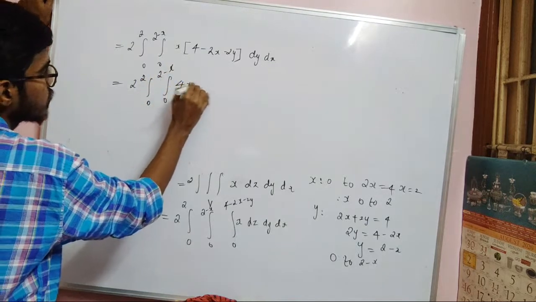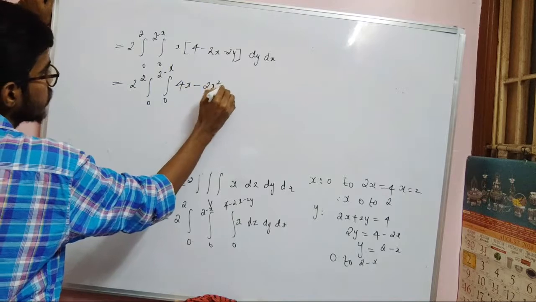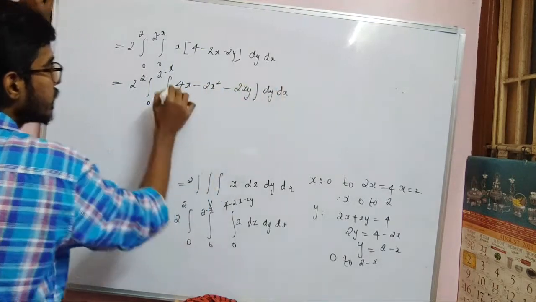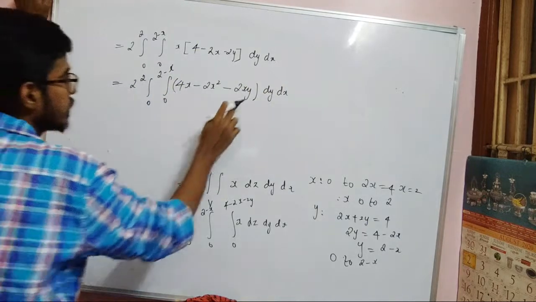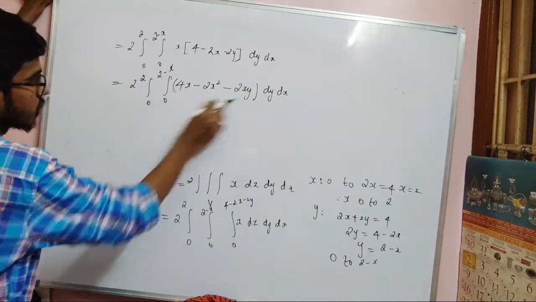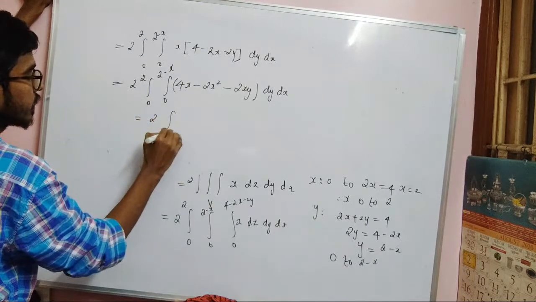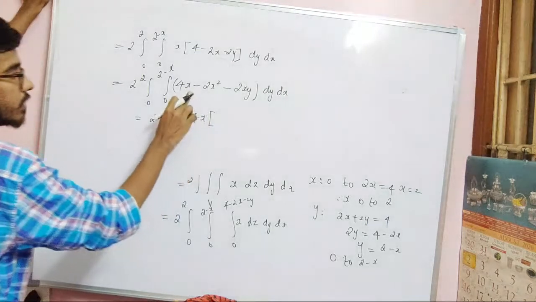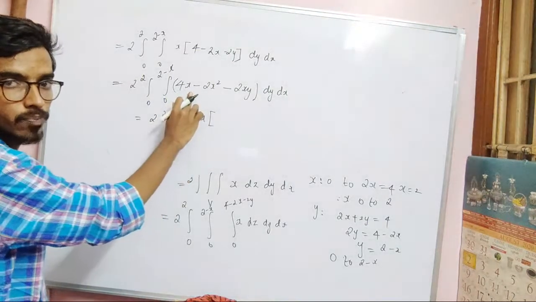This is the integral of 4x minus 2x square minus 2xy, dy dx. Again you can see, integral 0 to 2. Integrating with respect to y, we have 4x and we have y. So integral dy is y.